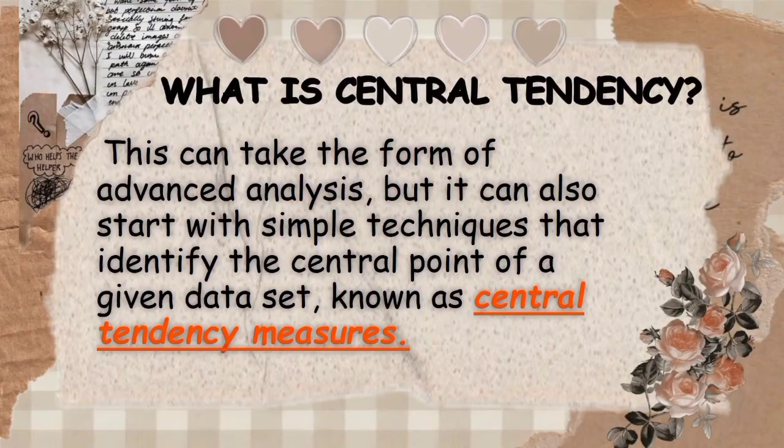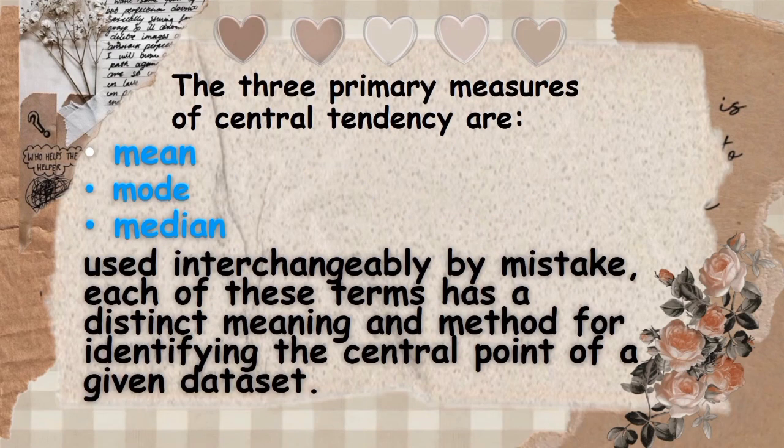What is central tendency? This can take the form of advanced analysis, but it can also start with simple techniques that identify the central point of a given data set, known as a central tendency measure. The three primary measures of central tendency are mean, mode, and median, which are sometimes used interchangeably by mistake. Each of these terms has a distinct meaning and method for identifying the central point of a given data set.